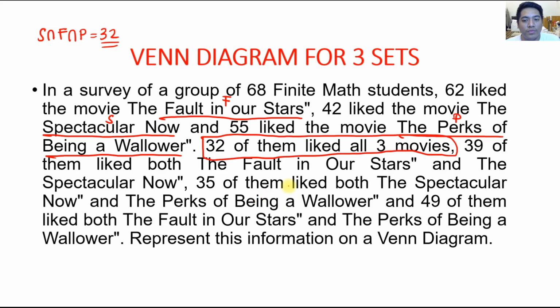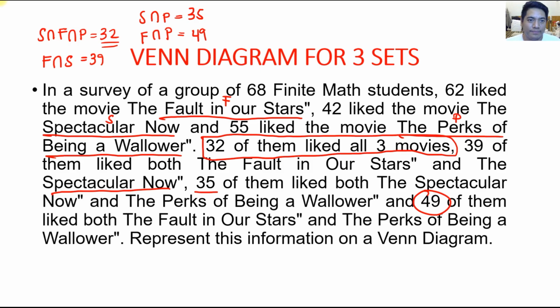39 of them like both The Fault in Our Stars and The Spectacular Now, so F intersection S is 39. Take note of that. And 35 of them like both The Spectacular Now and The Perks of Being a Wallflower. And 49 of them like both The Fault in Our Stars and The Perks. Represent this information on a Venn diagram.